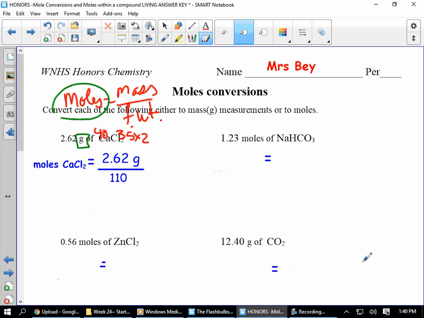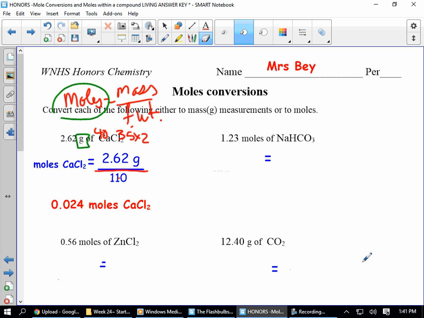And then how do I solve this problem? Well, it's very simple. All you do is 2.62 divided by 110, and your answer will be 0.024, and then you always need a unit. Remember, now we've converted it into moles. And I do suggest you get to know your units. Number 2, I'd have you try it and then push play.